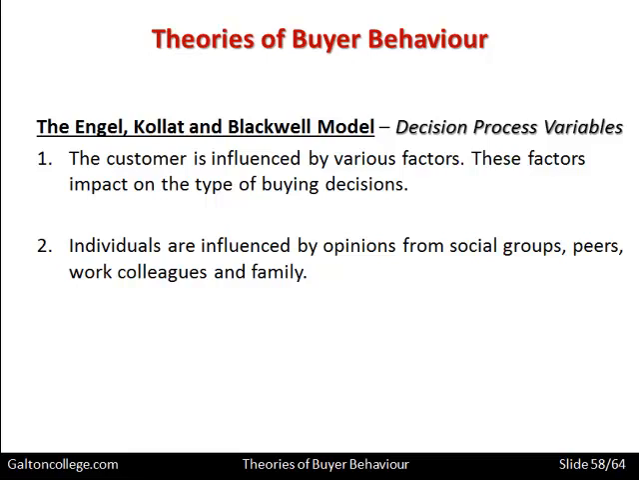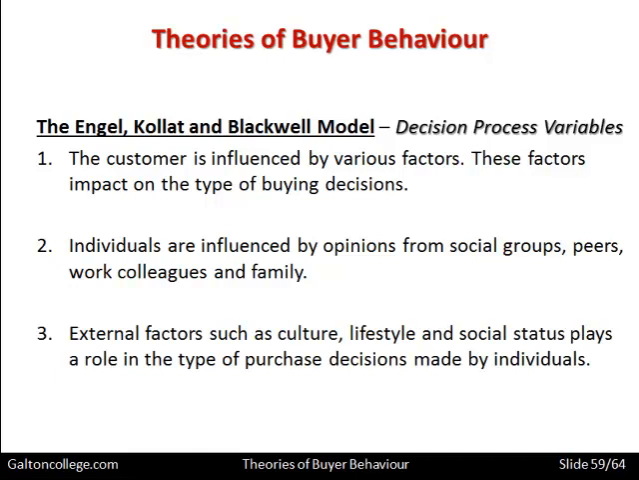We've been justified in the decision, and we want to please and be accepted by the peer group or by the social group or whoever. We want their endorsement. We want them to say it was good what we did. External factors such as culture, lifestyle, and social status play a role in the type of purchase decisions made by individuals.